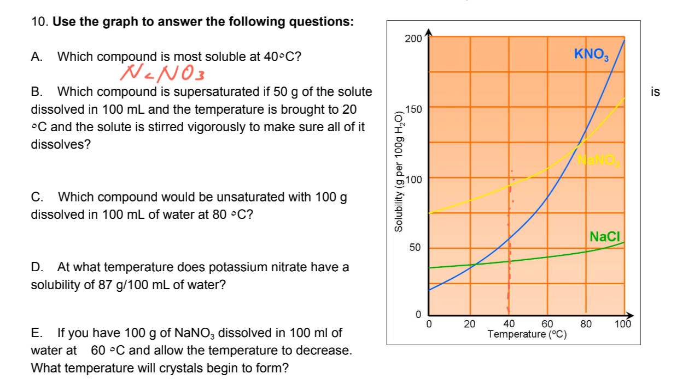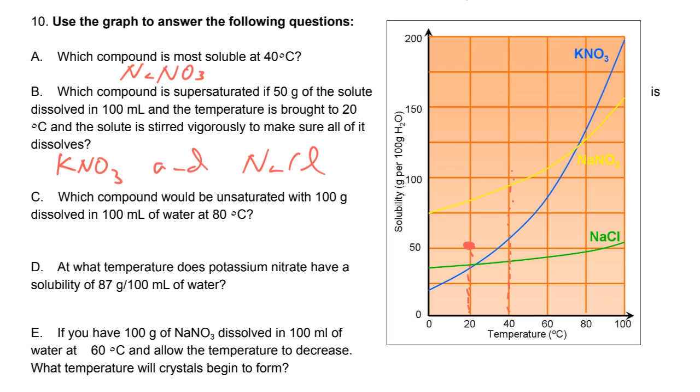Which compound is supersaturated if 50 grams of the solute is dissolved in 100 milliliters of water, and the temperature is brought to 20? So I'm going to go up from 20 until I get to the 50 grams, and I'll make a point right here. Well, right here at this point, I'm above both the KNO3 and the NaCl, so I've supersaturated the solution of both KNO3 and NaCl.